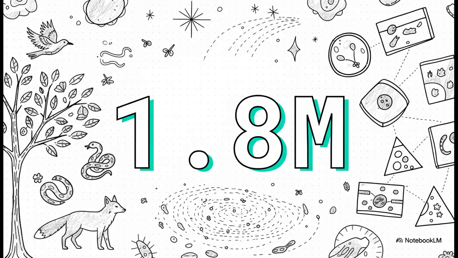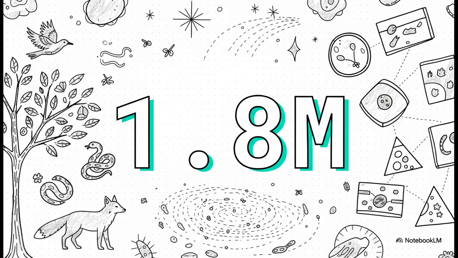Just look at that number, 1.8 million. That's how many species scientists have actually identified and given a name to. And honestly, that's just the tip of the iceberg. There are probably millions more out there we haven't even found yet. Imagine trying to memorize them all, one by one.